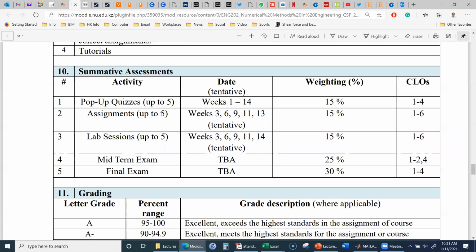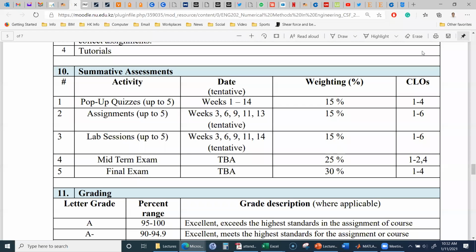And then you will have the midterm exam 25% and final exam 30%. So in this way, there will be the grade distribution. Okay, so 15, 15, 15, and then 25 and 30%. So it's like that. Okay, so do you have any questions about the grade distributions?